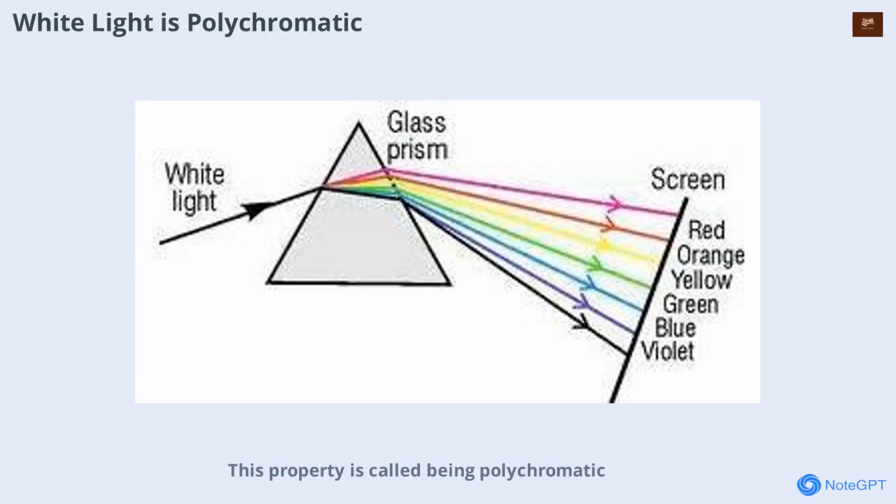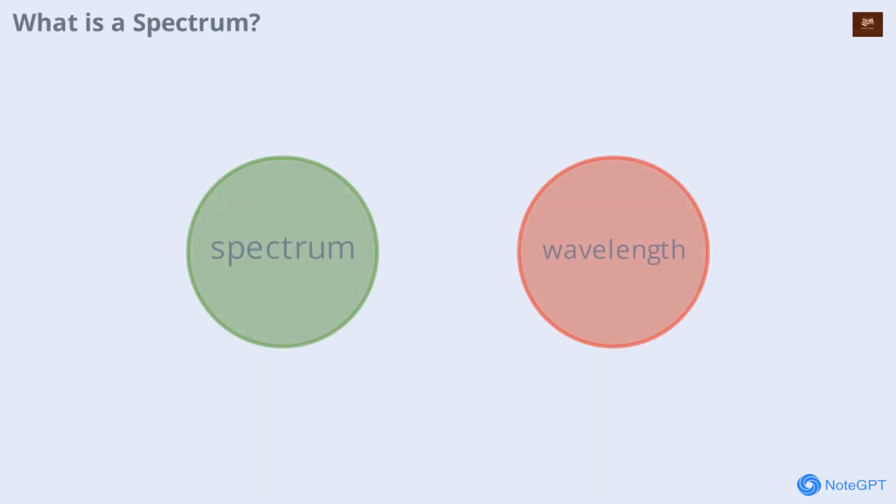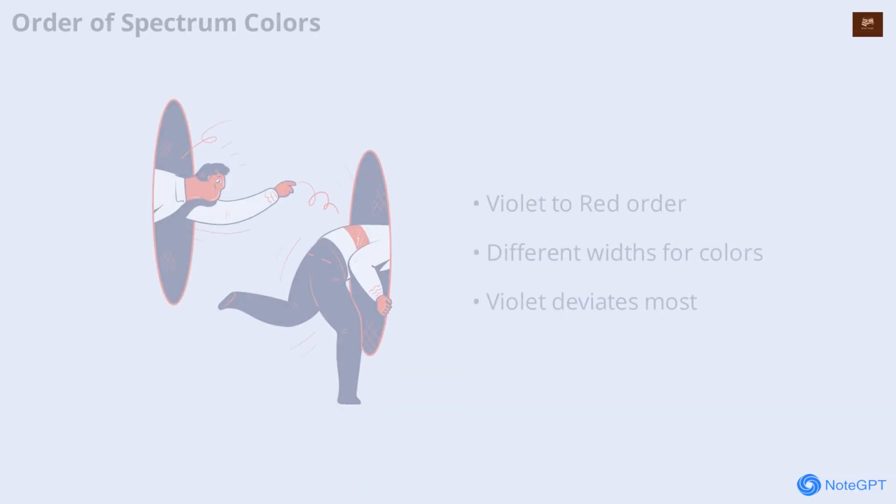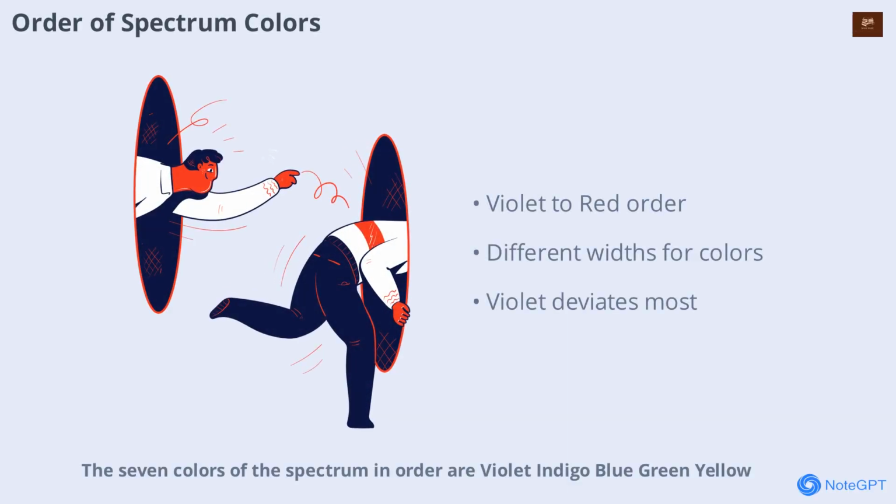This property is called being polychromatic. Each color in the spectrum has its own wavelength and unique properties. A spectrum is the colorful band you see on a screen when white light passes through a prism. It's made up of all the colors that combine to form white light. Each color in the spectrum corresponds to a different wavelength, and together, they create the vibrant display we associate with rainbows. The 7 colors of the spectrum in order are violet, indigo, blue, green, yellow, orange, and red.